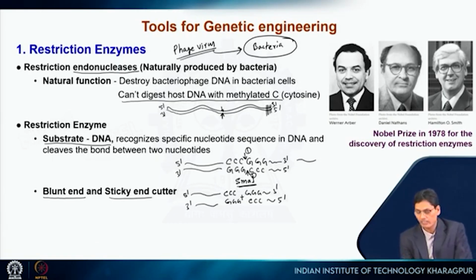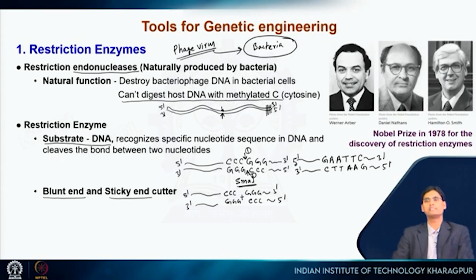Now here, if I say this is another sequence I am writing, 5 prime, G, A, T, T, C, and then 3 prime. Similarly, 3 prime, you have some sequence here, C, T, T, A, G, 5 prime. So this is another portion of DNA. I just wrote the sequence here. Now, consider another enzyme, EcoRI. This is another very common restriction enzyme we use in our lab, in every lab I would say.